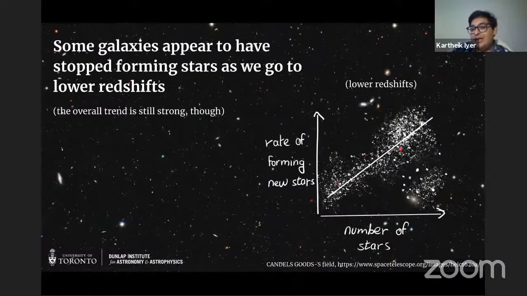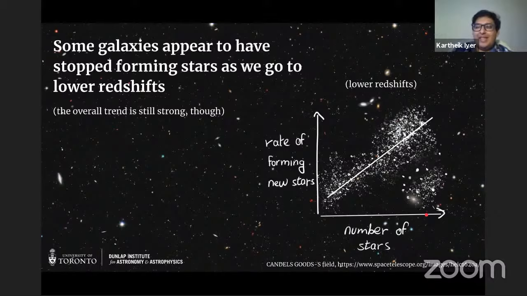It's a bit lower. But now you see this really interesting clump of galaxies here that have sort of stopped forming stars. And they're quite massive. So they've built up a lot of mass. And they don't appear to be forming stars at present. So where do these come from? And is there anything special about these galaxies?